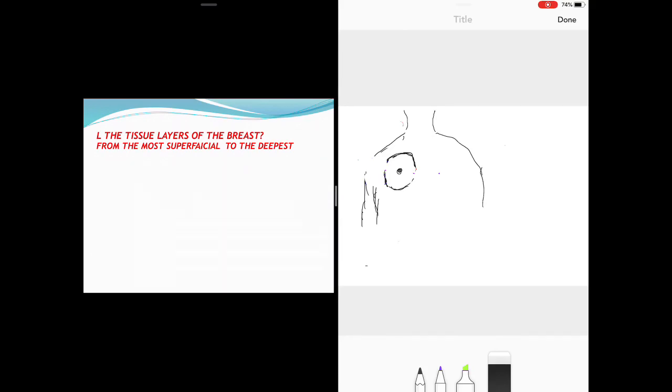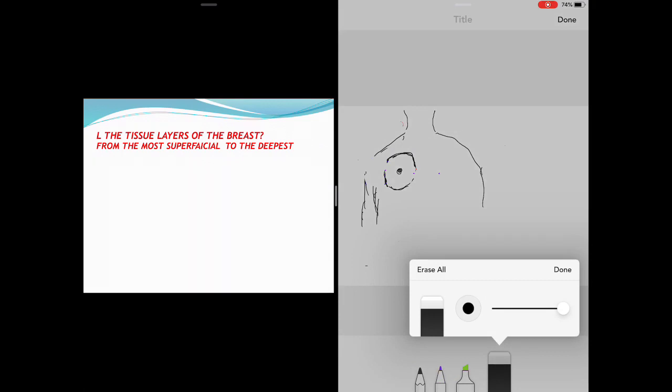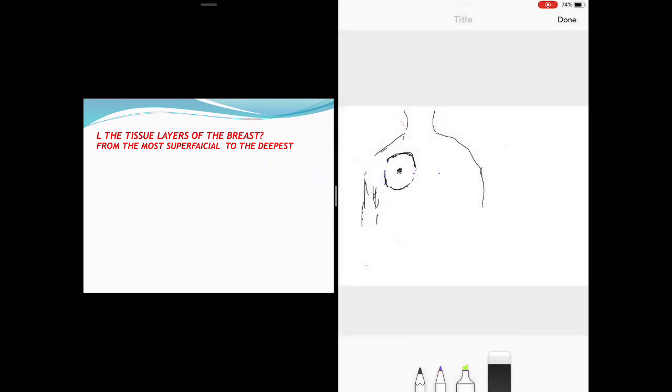Now, you may get a question asking: what are the anatomical layers of the breast? If I want to do a mastectomy or an axillary lymph node operation or a breast mass removal, what are the layers anatomically from the superficial to the deepest layer?